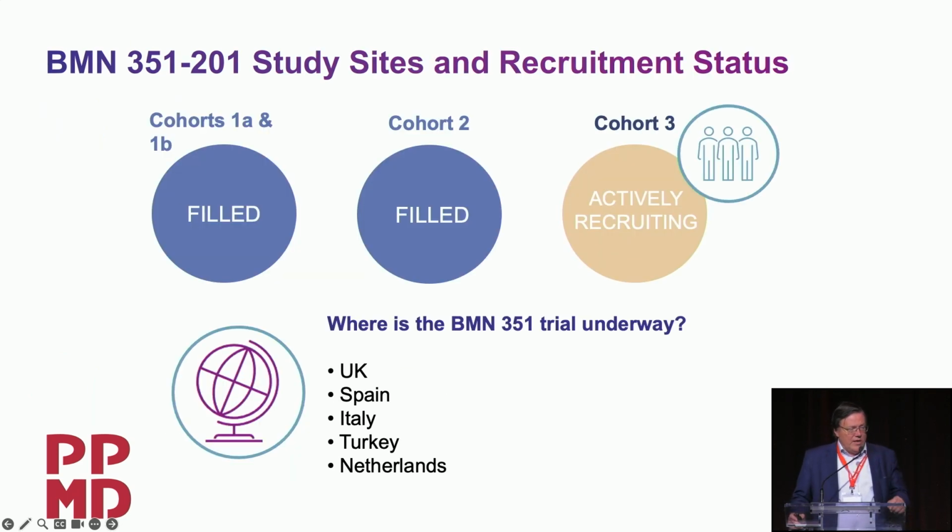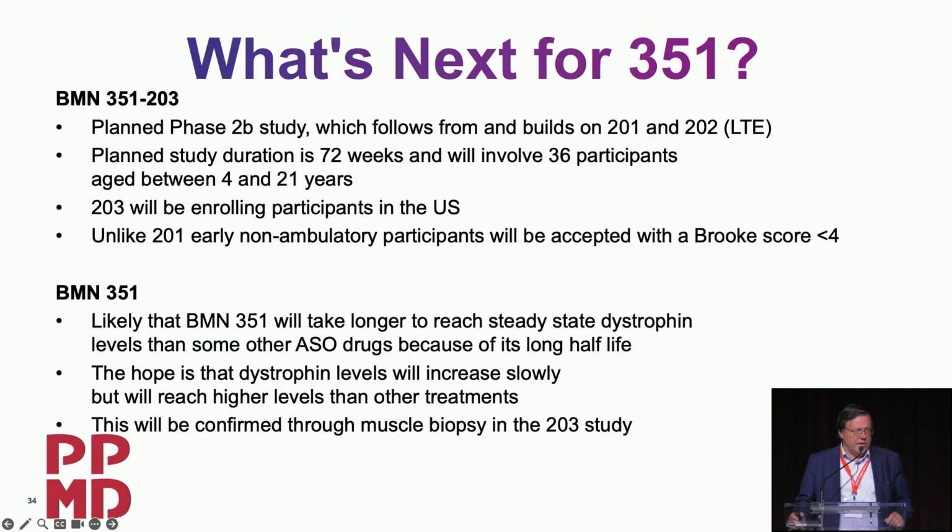Now, this is underway overseas. It's actively recruiting cohort 3 in the UK. I'll give you at the end the people to contact if you wish to enroll in it. 351, though, is going to go next into a planned phase 2B study that will be 72 weeks long, involving 36 participants. It will be in the US as well. And we'll take some patients with a weaker score than one of the measures used originally, the Brooke score.